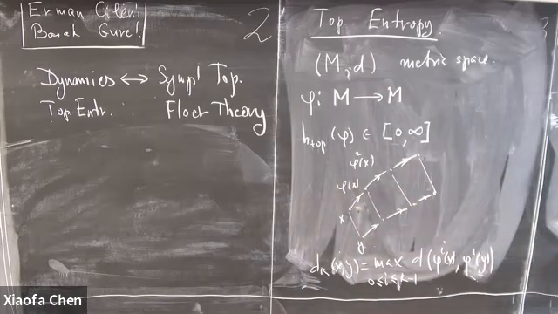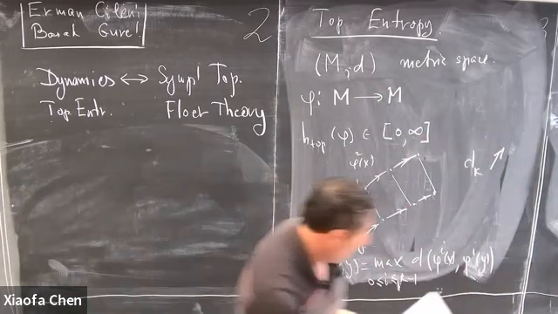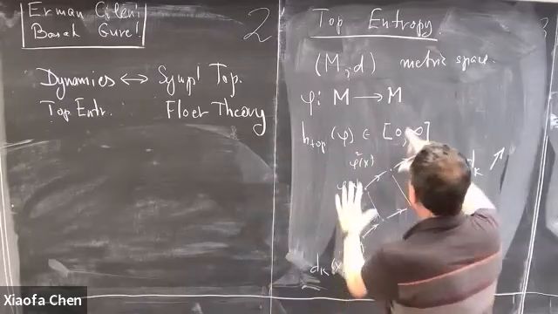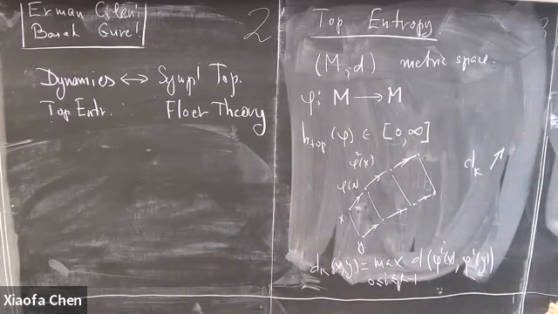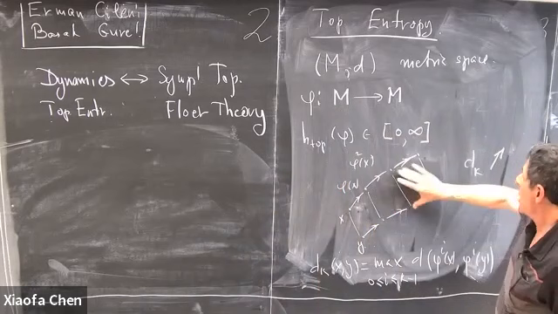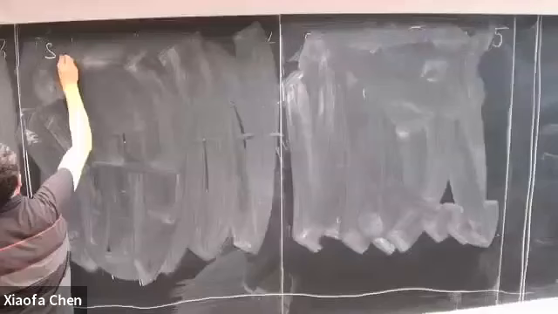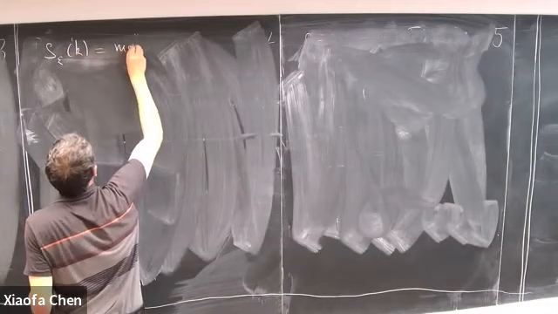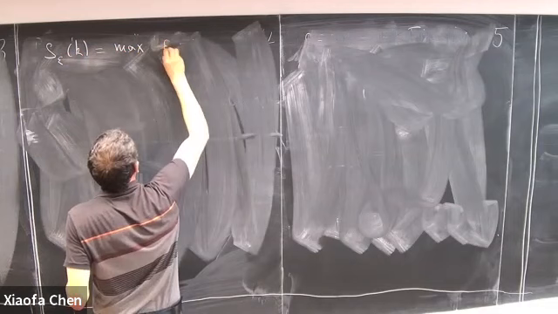So this is an increasing, or non-decreasing, sequence of metrics. The diameter of M doesn't change, but the distance between any two points can grow. So I want to know how many points in M I can distinguish up to an epsilon. There are different ways to make it precise. For instance, we can look at S_epsilon,k, the maximum cardinality of an epsilon-separated set.